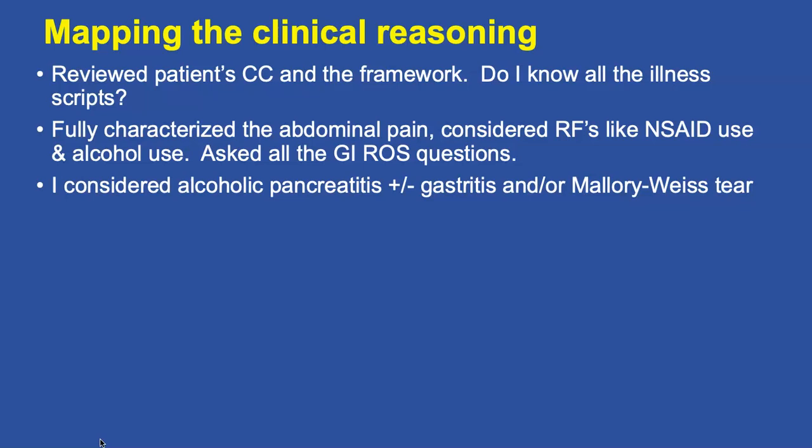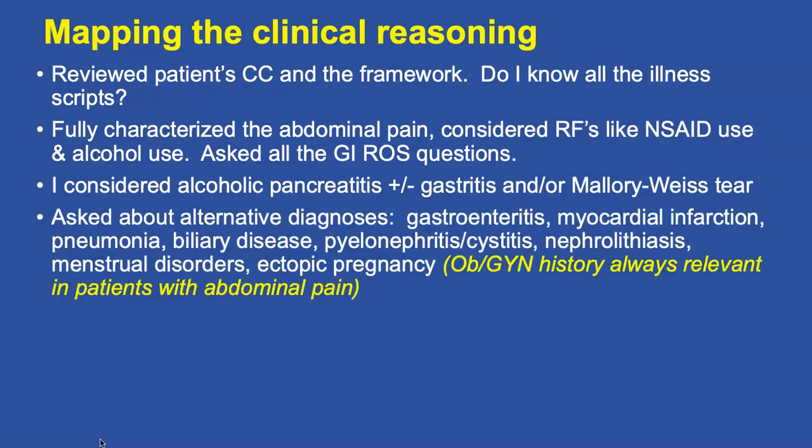I was considering alcoholic pancreatitis early on in the history taking. There was also some possibility of gastritis and/or a Mallory-Weiss tear given her history of blood in the vomitus as well as a prior history of melena. But I wanted to make sure I didn't miss any of my alternative diagnoses, so I pursued those questions, considering the possibility of gastroenteritis, myocardial infarction, pneumonia, biliary disease, pyelonephritis and cystitis, nephrolithiasis, menstrual disorders, and ectopic pregnancy.